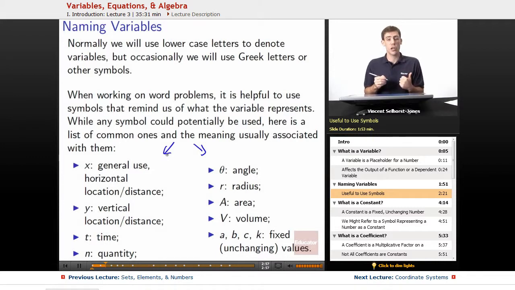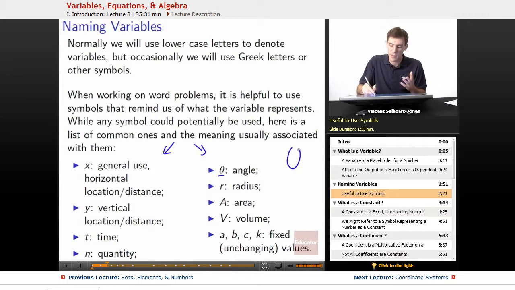So x is our most common one, probably our favorite variable of all. We use it for general use when we're talking about horizontal location or distance. y is vertical location or distance. t normally stands in for time. n stands in for a quantity of some stuff. Theta, this is a Greek letter. When we encounter Greek letters, I'll talk about them a little bit more, but mainly it's just going to be theta. We draw theta by hand.